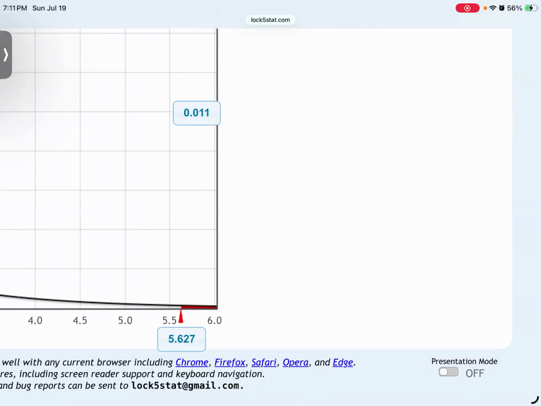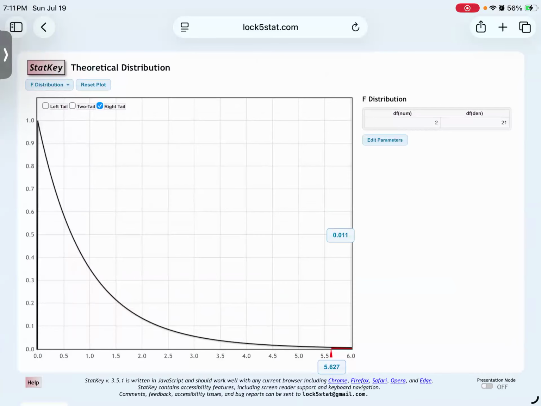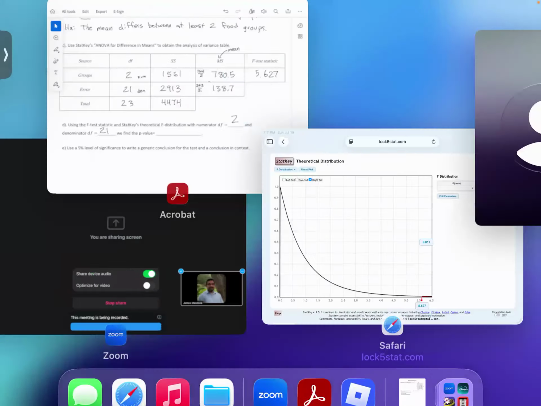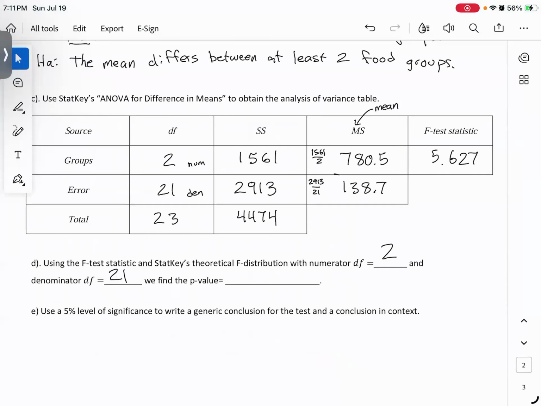And same business as usual. If the p-value is small, smaller than our alpha, in this case, we're going to do a 5%, we're able to reject the null hypothesis and say that there is enough evidence. And again, just be sure that when you do this with your homework, you take screenshots of this and submit it with your homework to not lose any points. And then let's finish this guy out.